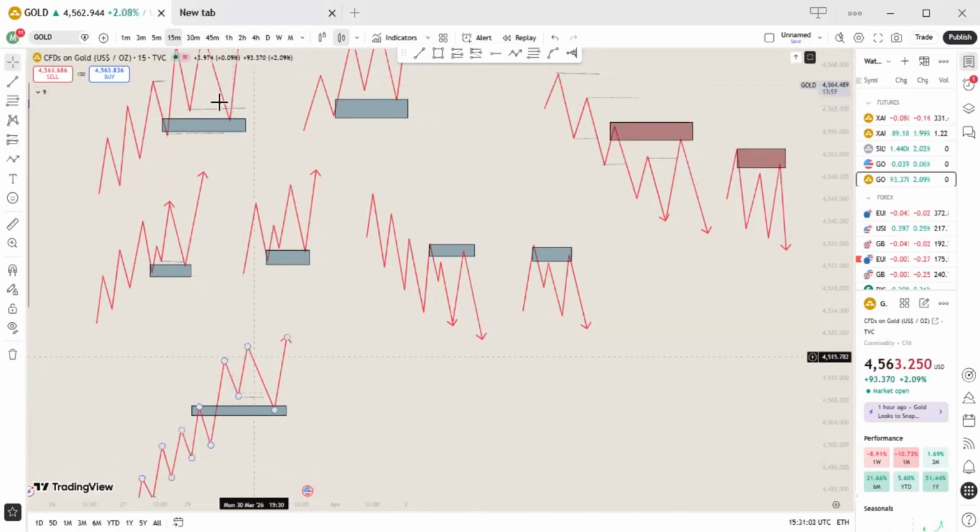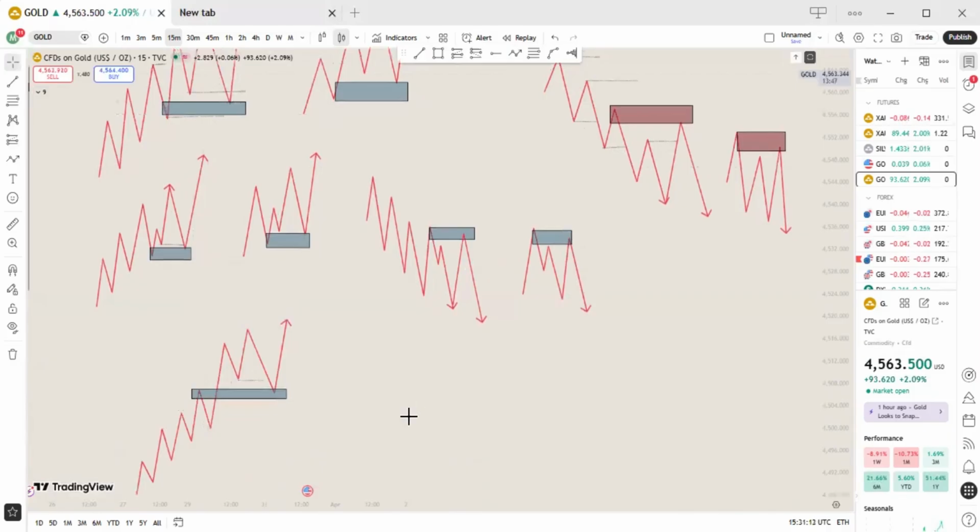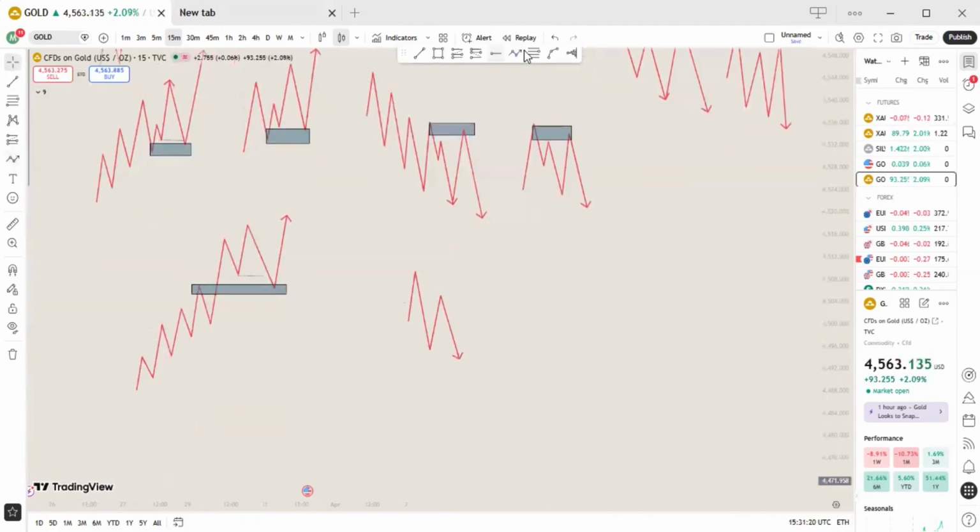But the difference between these two is that market tapped into a breaker block here and market tapped into an order block here. And also the bearish version of this, of the white pattern.